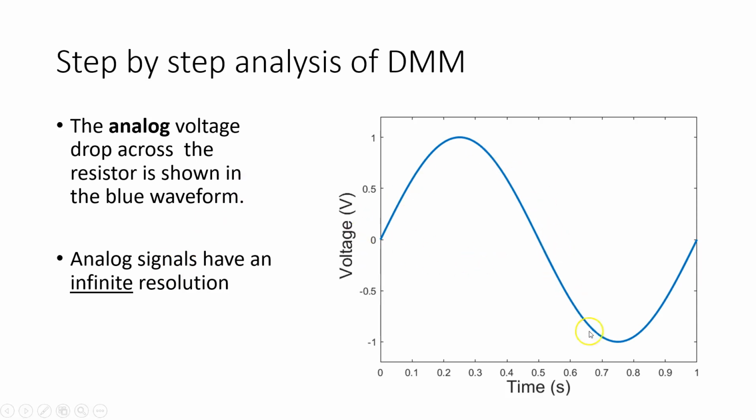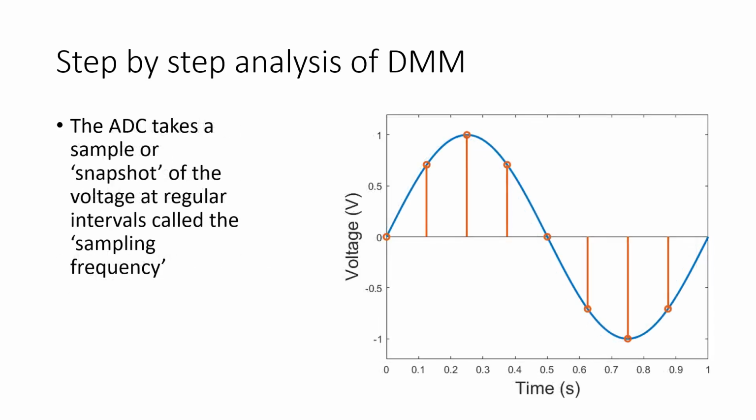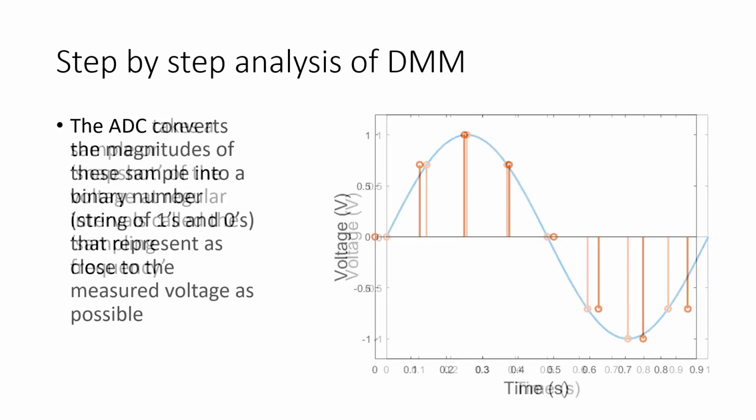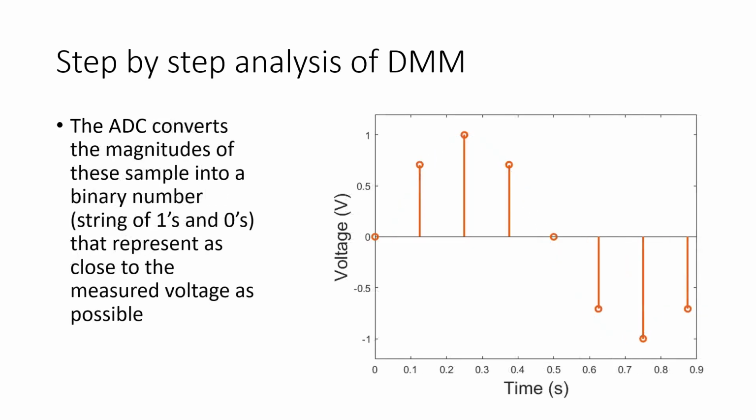A nice sinusoid. And this has infinite resolution, because if we were to zoom in as far as we can go, there would be no discernible or detectable intervals there. It would just be continuous. So we can say analog signals have an infinite resolution. However, the ADC snapshots, as we said, and converts this into a digital signal. It represents it as a string of ones and zeros. How close this is to its captured signal all depends on the quality of its ADC.